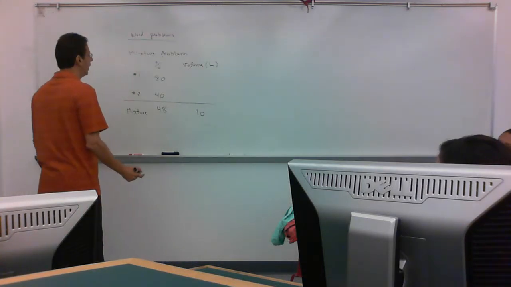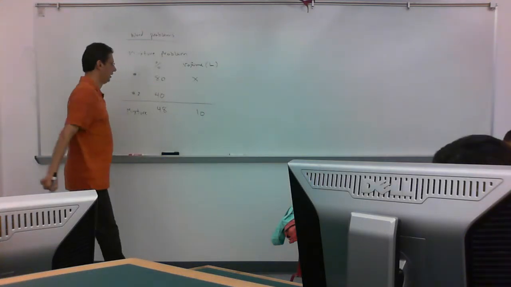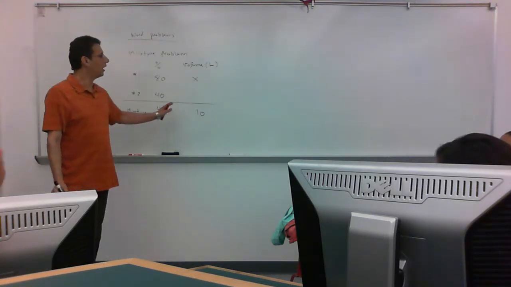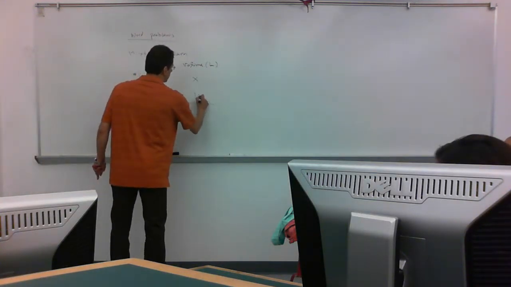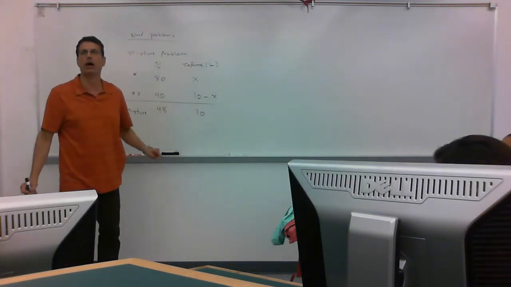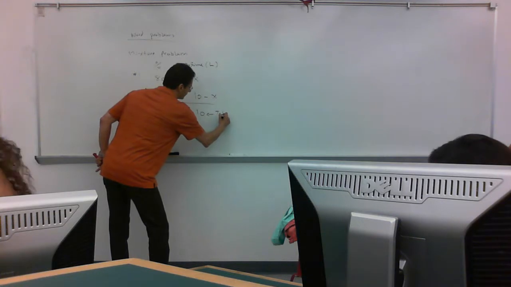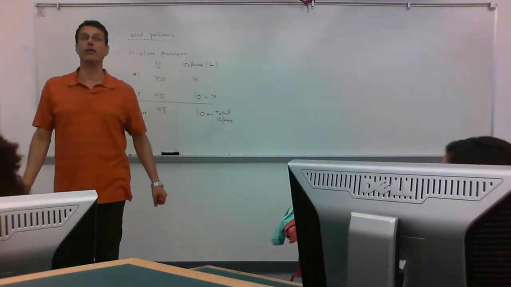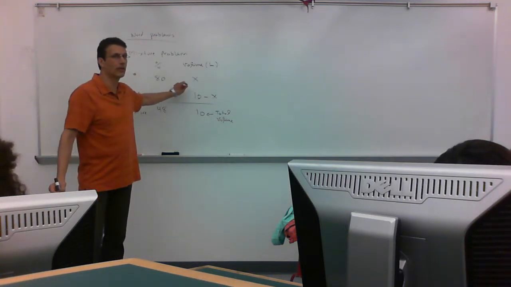So, we don't know the volume for any of it. If we choose X liters to be the volume for the first solution, then how many liters do we have for the second one? 10 minus X. And what's really important is, notice if we add these two, we get the total. That's really the key behind any mixture problem: the total. Volume, it could be investment. The total stays constant. So when we add these two, it becomes 10.